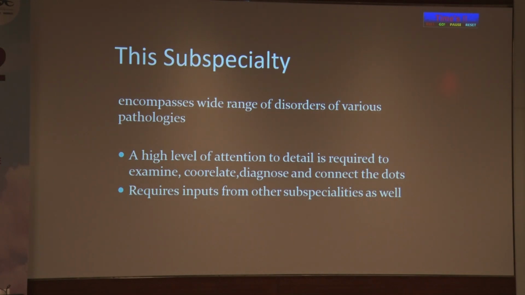The only thing that I'd like to put across is a high level of attention to detail is required to examine, correlate, because when you see a limbal dermoid and a coloboma, you immediately have to look for any preauricular tags, Goldenhar syndrome. These are little things that we ought to keep in mind. So examine, correlate, then put your diagnosis and connect the dots after investigations and other.